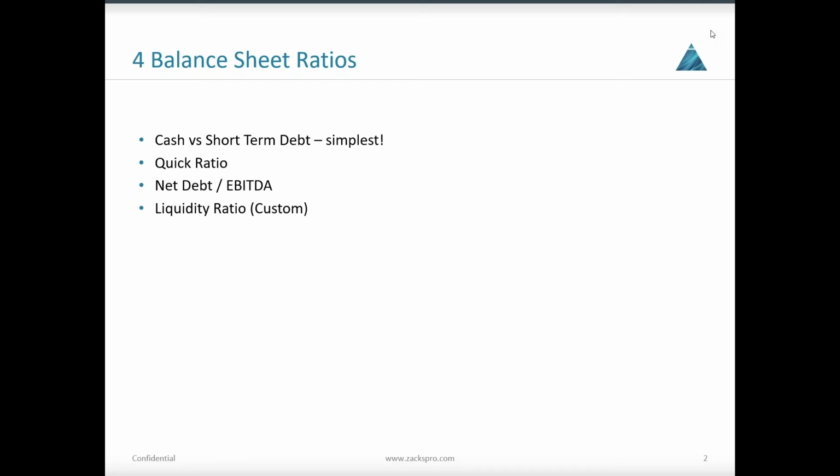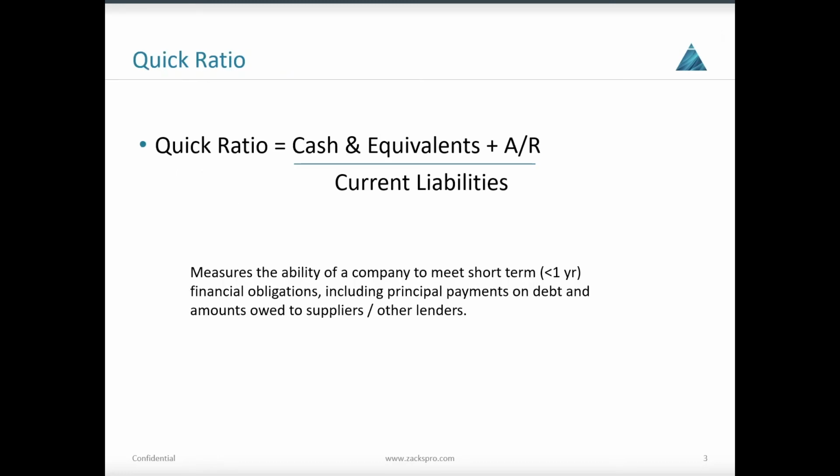And then lastly is the liquidity ratio. This is a custom ratio that I just put together, and we're going to define that in a few slides here, but basically it looks at the company's cash plus their free cash flow minus dividends divided by total current liabilities. And I'm going to walk you through each one of these, the latter three here. The first one is pretty self-explanatory, so we're going to take a look at what each of these mean. So the quick ratio, as I mentioned, is just cash and equivalents plus the receivables that they have divided by current liabilities.